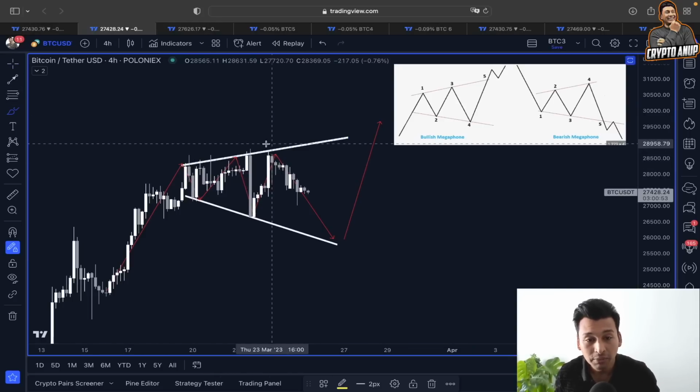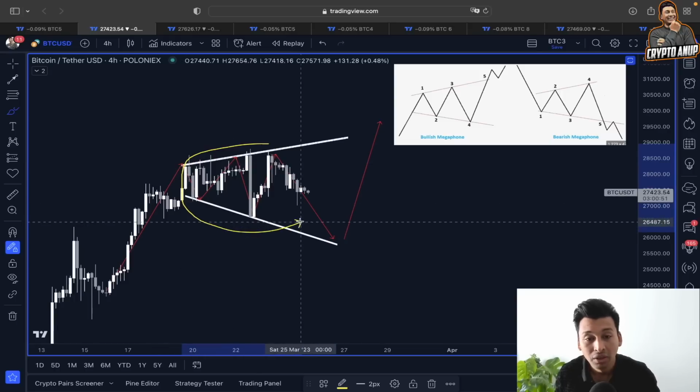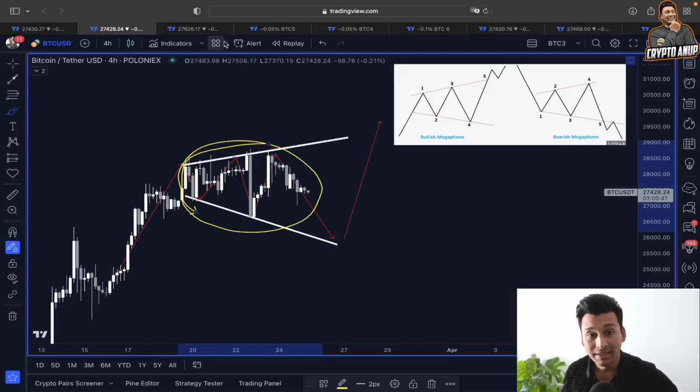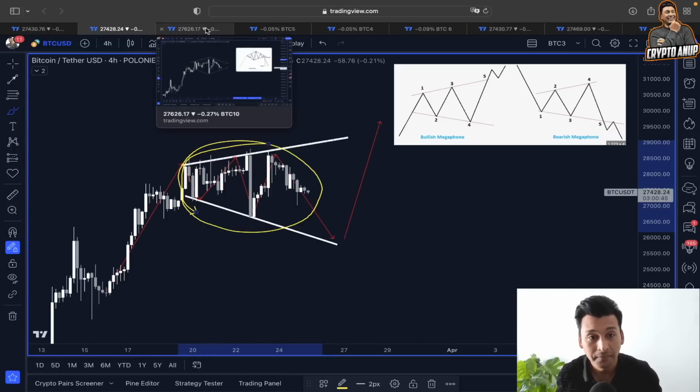If you look at the price structure around this area guys, we are also forming a pattern which is known as diamond top. Let me show you that here.